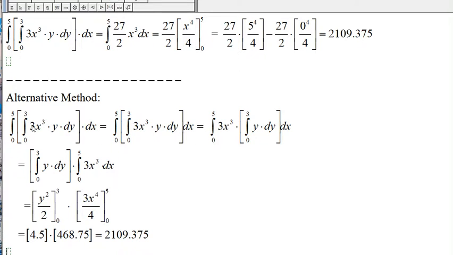And so for some function, this function here is the function 3x to the third times y. For some function, we can find the double integral like this.